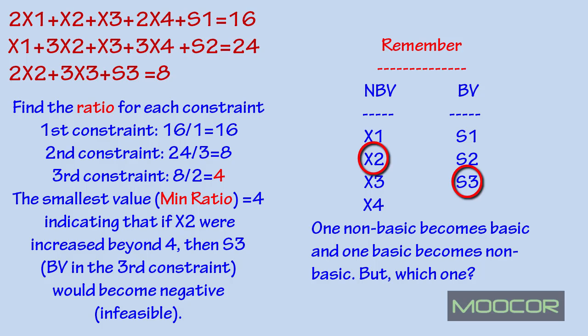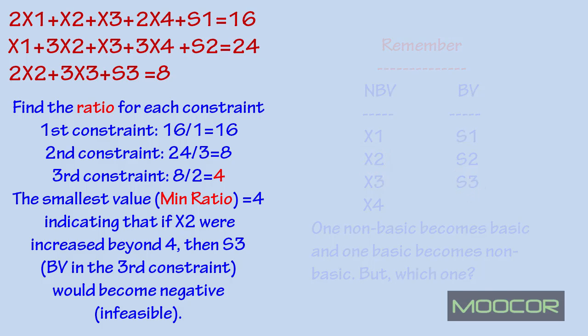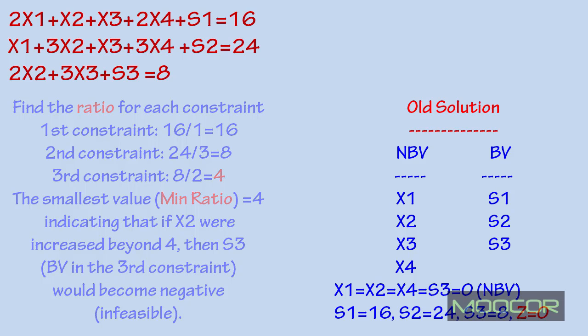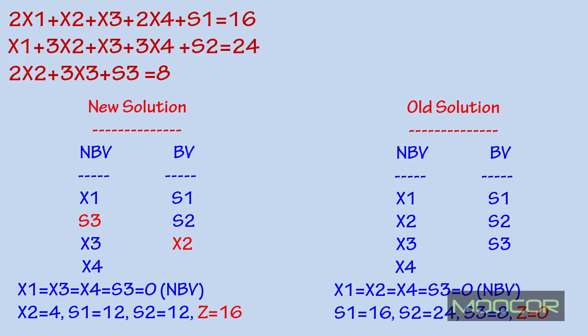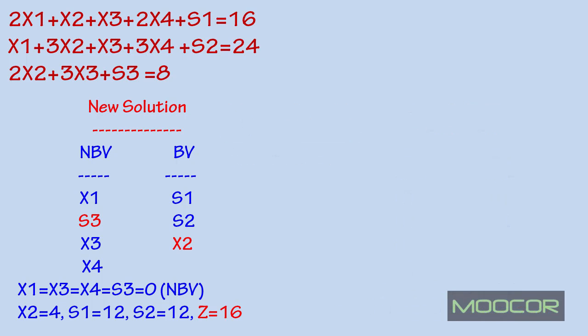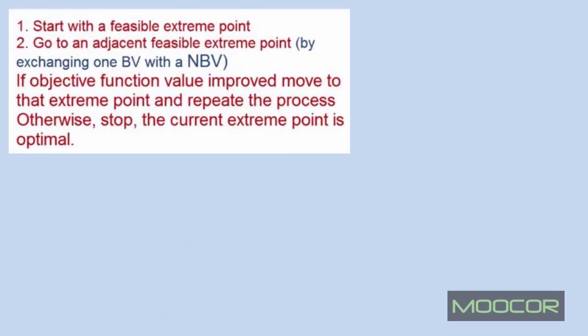So our old solution, which was x1, x2, x3, x4 non-basic and s1, s2, s3 basic, now becomes x1, s3, x3 and x4 non-basic and s1, s2 and x2 basic variables. Notice that these are adjacent feasible extreme points, but the new solution has a better z value of z equal 16. So the answer that we were looking for is that the old solution is not optimal because we found a better value for that.